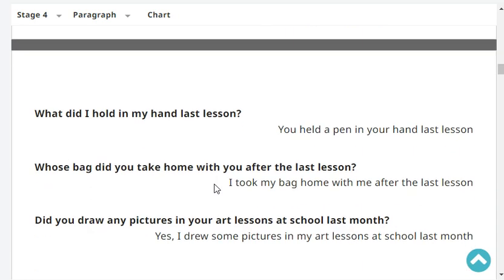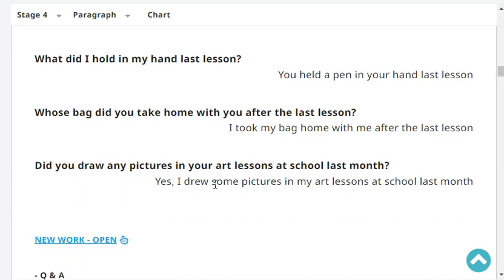What did I hold in my hand last lesson? You held your pen in your hand last lesson. Whose bag did you take home with you after the last lesson? I took my bag home with me after the last lesson.